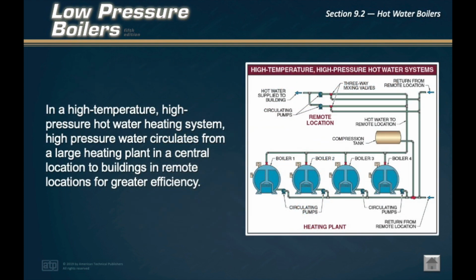Many low-pressure hot water boilers used today are designed to operate at higher temperatures and pressures in order to meet the heating demands of large modern buildings. In this type of high-temperature, high-pressure hot water heating system, high-pressure water circulates from a large heating plant in a central location to buildings in remote locations. This provides the efficiency of using a common large heating plant for several buildings and industrial processes at remote locations.